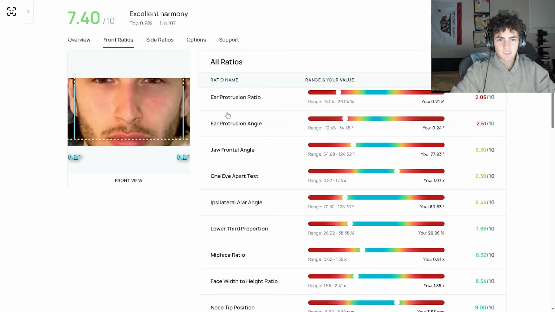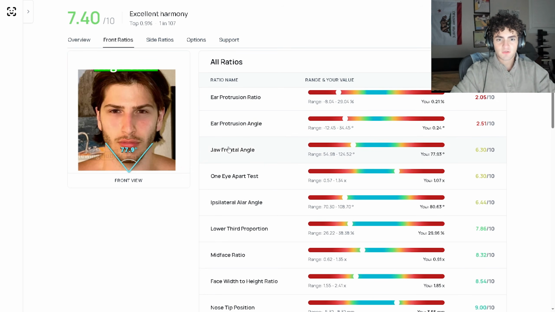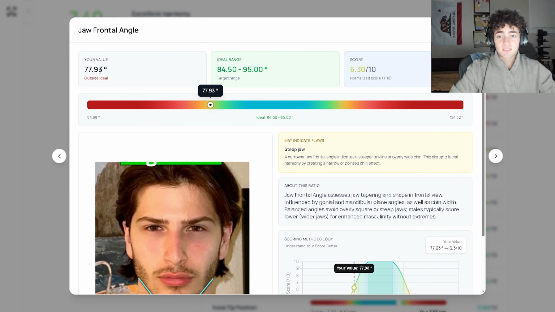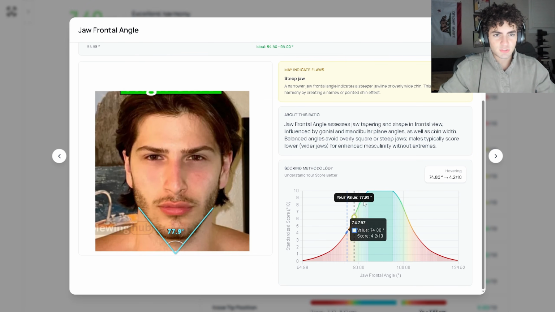I don't really give a shit about the ear measurements or anything, but yeah, for the jaw frontal angle, which, by the way, guys, FaceIQ Labs is really dope. It has the value right here, the ideal range, the score. It has the distribution of where you fall in the score. It has what flaws this may indicate. I had to go through so much work before when I was manually measuring faces to find any of this stuff. So, yeah, it being all right in front of me right here is amazing. So, yeah, let's get into it.